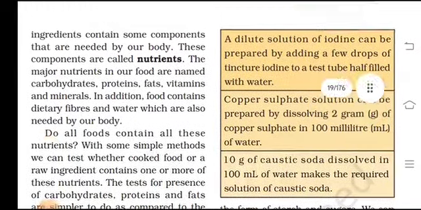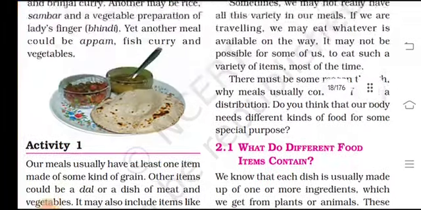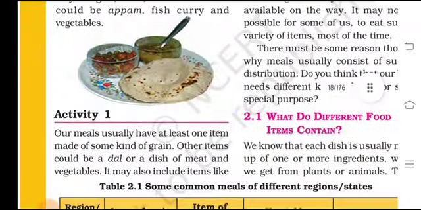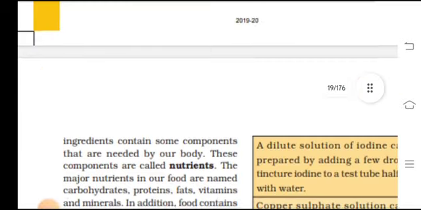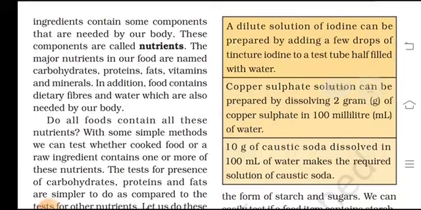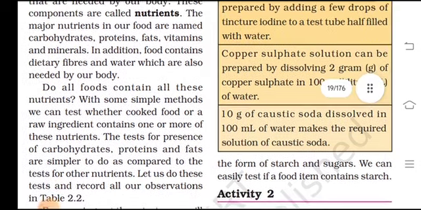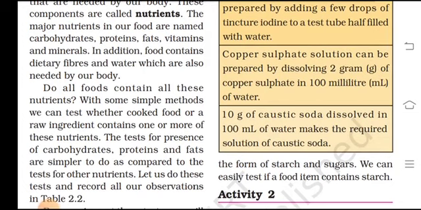Ingredients contain some components. Ingredients contain components that are needed by our bodies, and these components are called nutrients. The major nutrients in our food are named carbohydrates, proteins and fats, vitamins and minerals. In addition, food contains dietary fibres and water, which are also needed by our bodies.